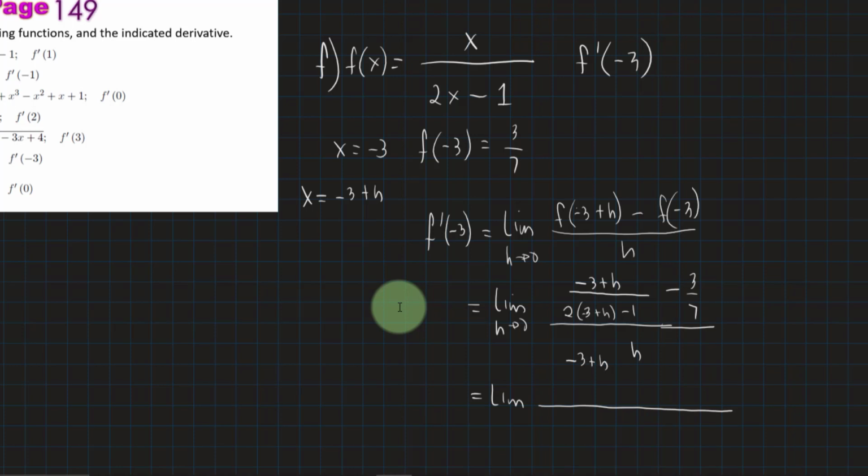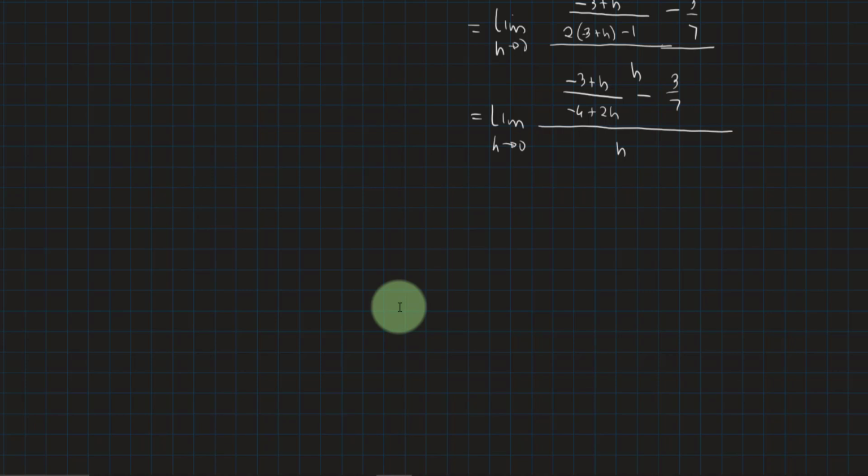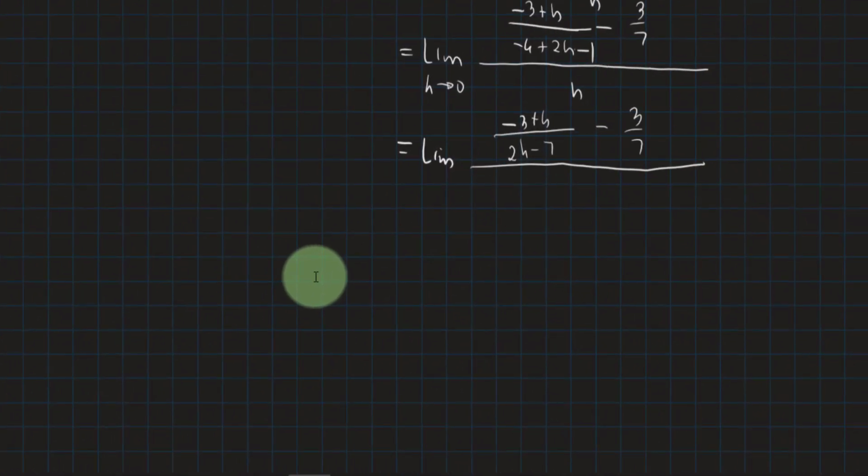Simple pa natin. Negative 3 plus h over, this is negative 6 plus 2h. Minus 3 over 7, all over h, as h approaches 0. And then, magiging the limit of, ito siguro pwede kong i-factor, nakalimutan natin yung minus 1 pala. Minus 1. O, edi simplify pa natin yun. Minus 1, so magiging the limit of negative 3 plus h all over 2h minus 7, minus 3 over 7 over h.